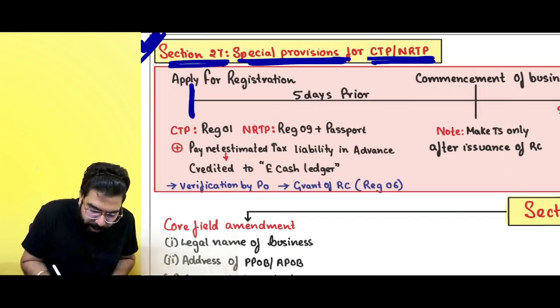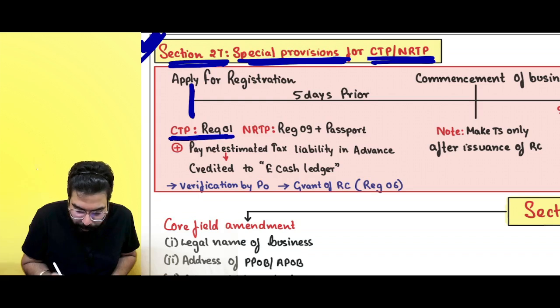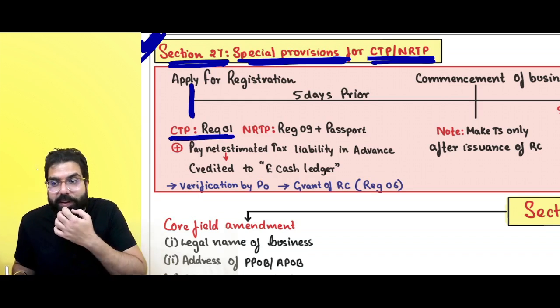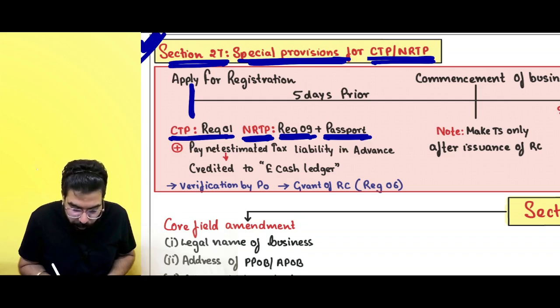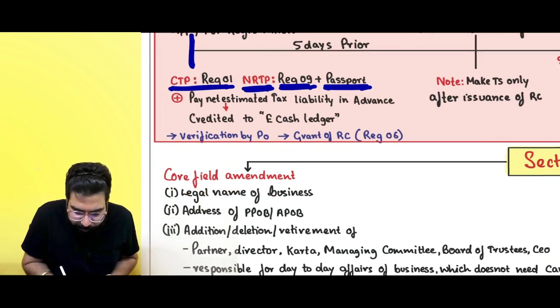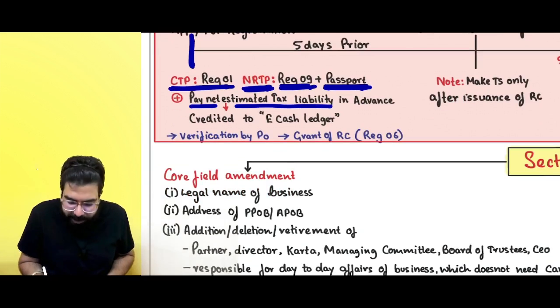A CTP and NRTP have to apply. CTP has to apply in GST REG 01. Who is a CTP? Casual taxable person. NRTP has to apply in GST REG 09 along with a passport. Plus, they have to pay net estimated tax liability in advance.